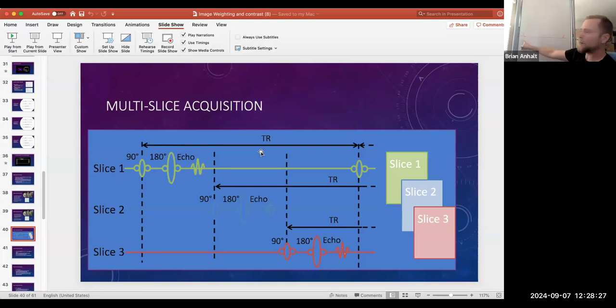After we do this, we have all of this downtime in here, right? Where nothing's happening. So the geniuses, the engineers behind this decided, hey, that's slice 1. While it's relaxing back, why not go and excite slice 2? As soon as we collect the echo, we have room to excite slice 2 and collect its echo, right? And we have a bunch of other dead time here. We can go do slice 3. And then 4.